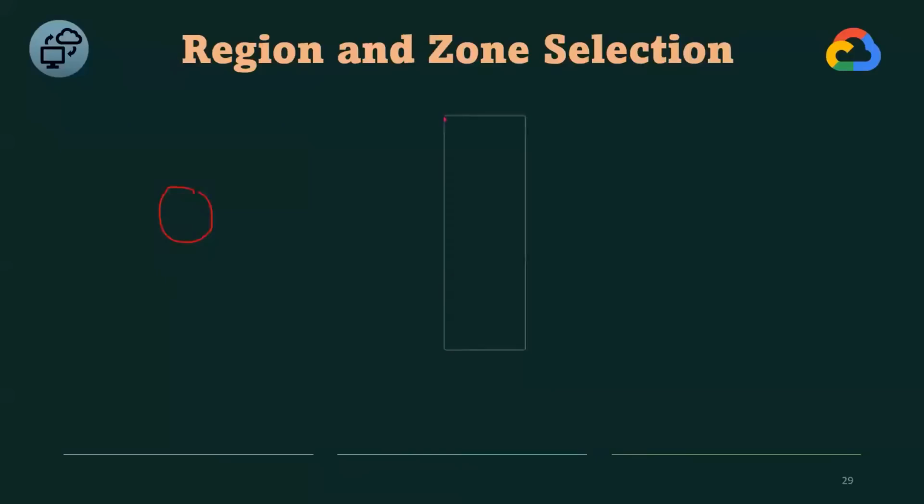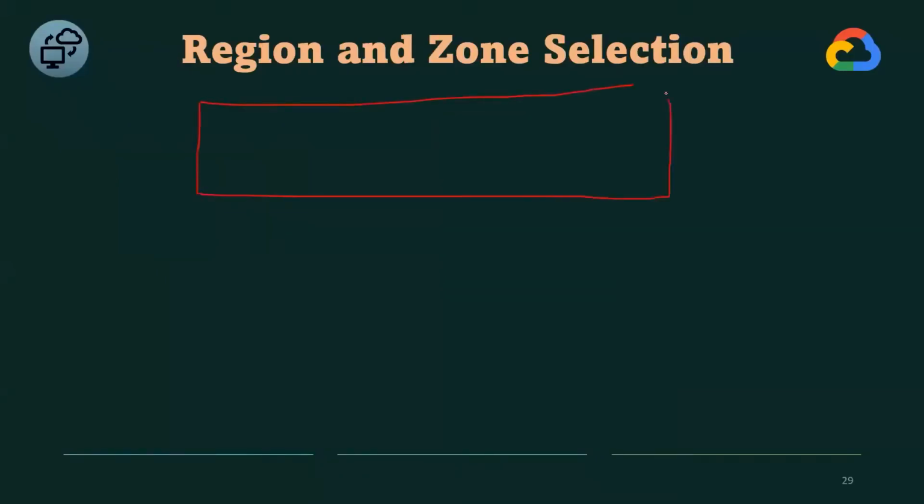So what they are saying is that, assume that you have one region, and in that region you have zone 1, zone 2, zone 3. You want to deploy one application, and I already told you that each zone is connected to one more zone via a high bandwidth network.